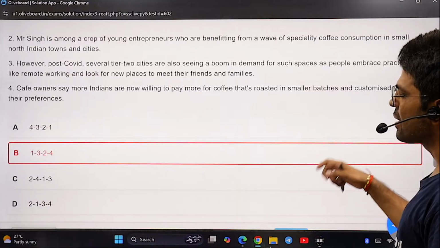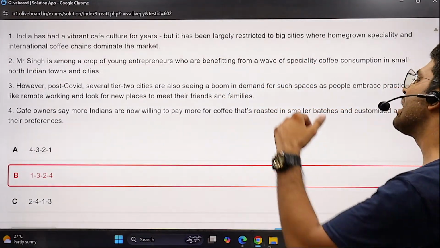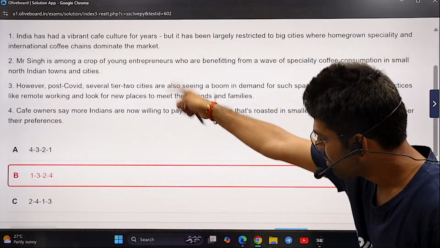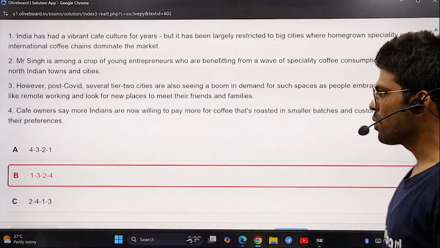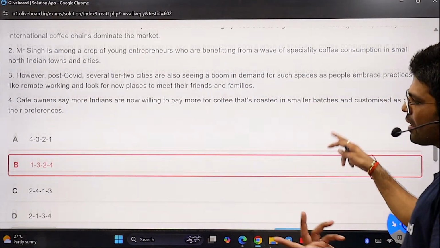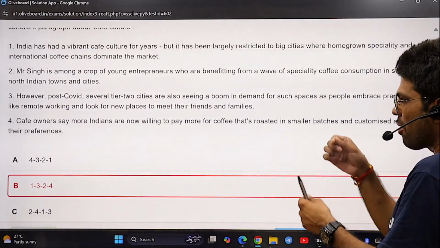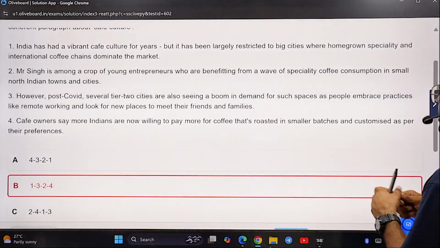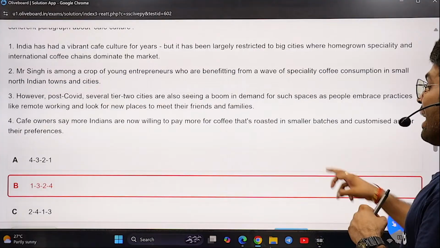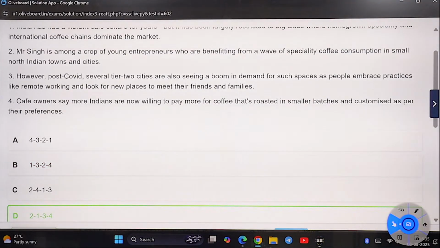I would still say the same, that I would start with the first one and then put the third one, and then that additional information. Mr. Singh, a crop of young people, then owners, say more Indians are now willing to pay for that because they are paying for that. But that was not the answer. Yes, they had justified. Mr. Singh is among a crop of young people who are benefiting from a wave of specialty coffee consumption in small North Indian towns and cities. And then shifting to India has a, which doesn't suit me. I'm sorry.